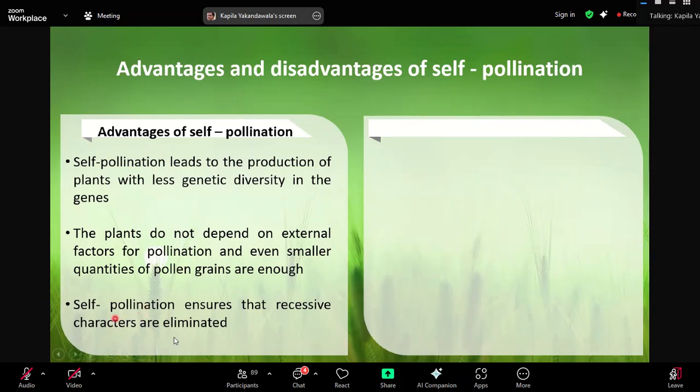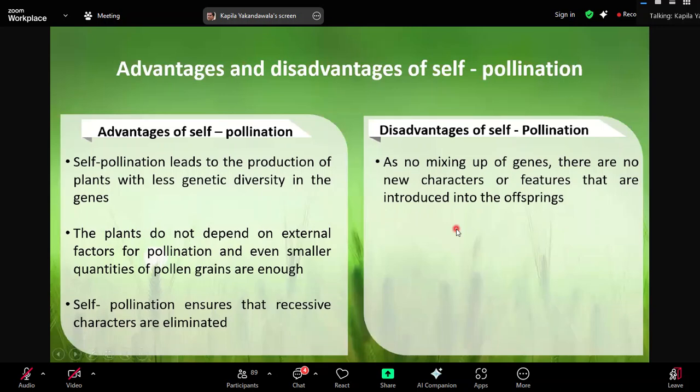So since self-pollination is practiced in vegetable and fruit seed production, they maintain consistent quality. Good qualities are maintained throughout the progenies. What are the disadvantages of self-pollination? As mentioned earlier, no mixing of genes, so no new characters. All the offsprings are similar.